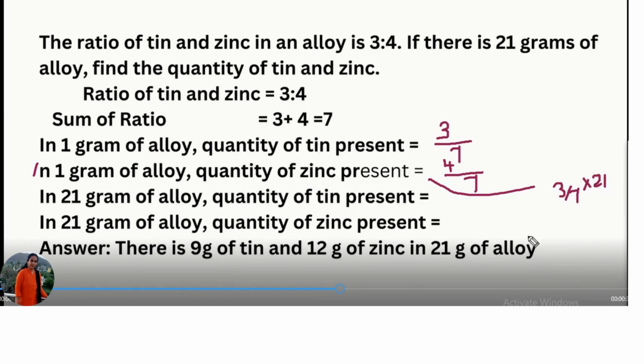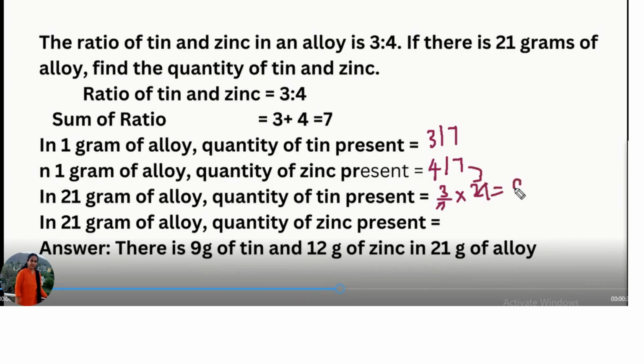Okay. Just a minute. I will erase everything and write. So in 1 gram of alloy, quantity of tin present equal to 3 by 7. In 1 gram of alloy, quantity of zinc present equal to 4 by 7. So in 21 grams of alloy, quantity of tin present equal to 3 by 7 into 21. So in 7 table, this goes 3 times.